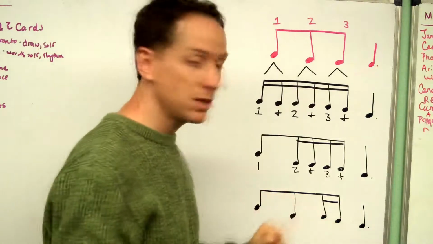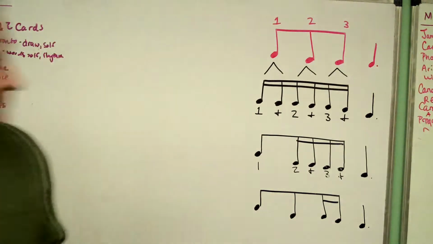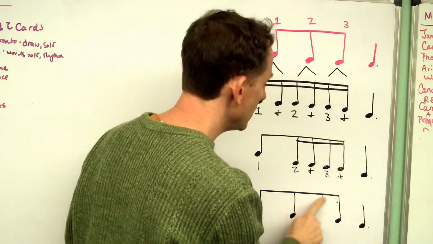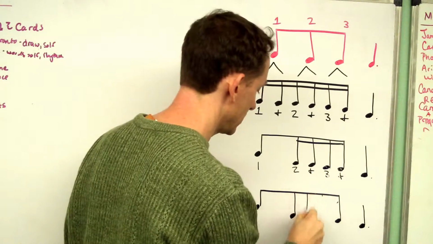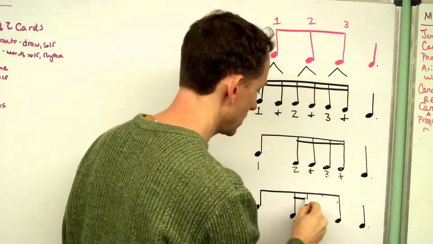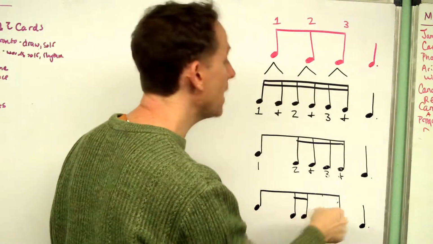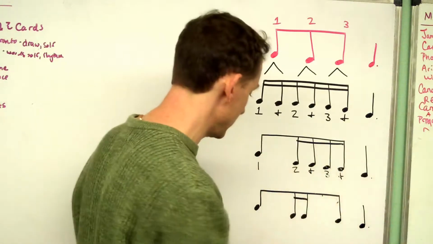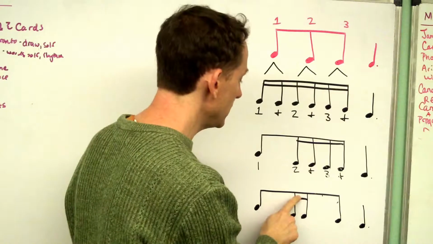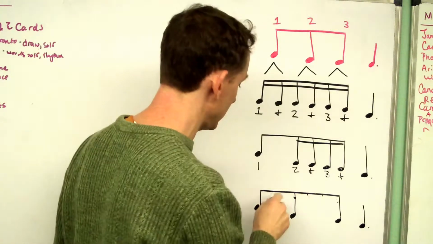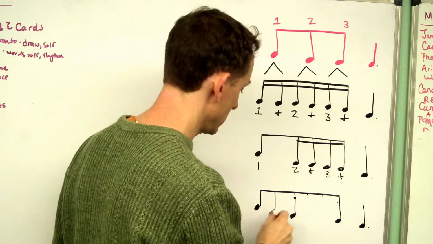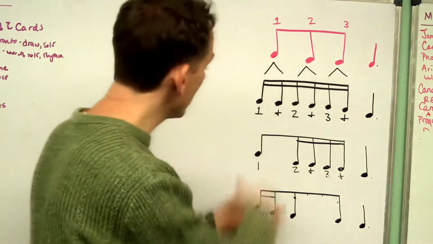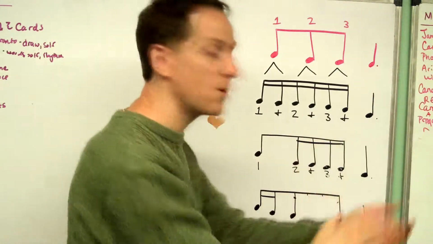But what if I wanted to move the 16th notes into the middle of the beat? It would be 1, 2, and 3, 4, 5, 6. 1, 2, and 3, 4, 5, 6. What if I wanted to move the 16th notes to the beginning of the beat? You, of course, would have 1, and 2, 3, 4, 5, 6.